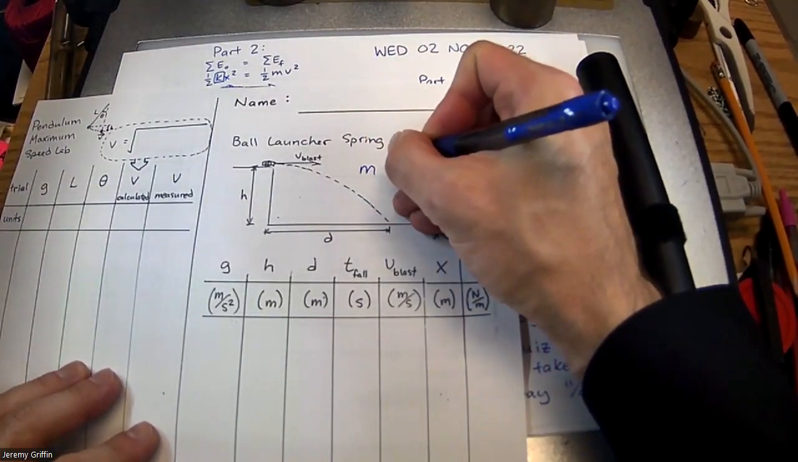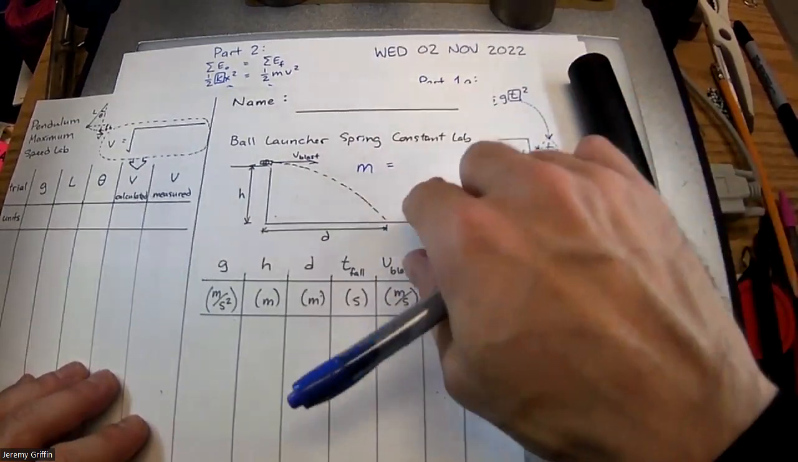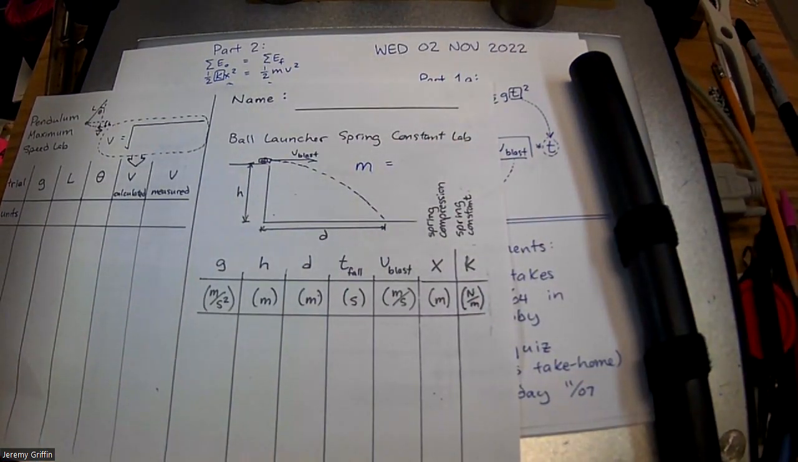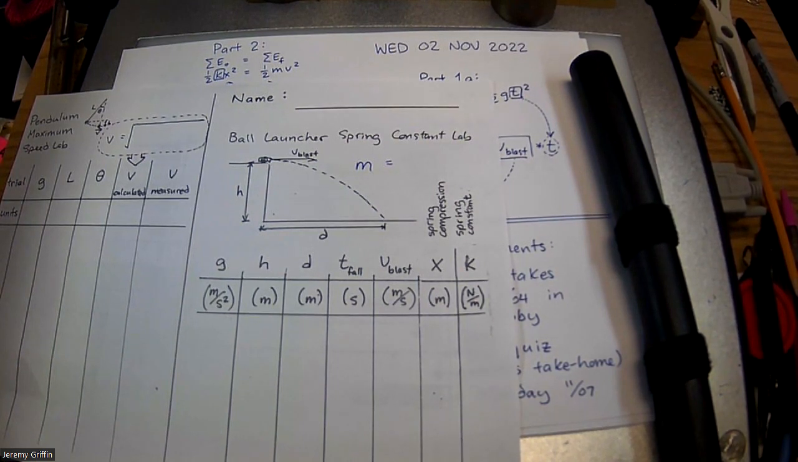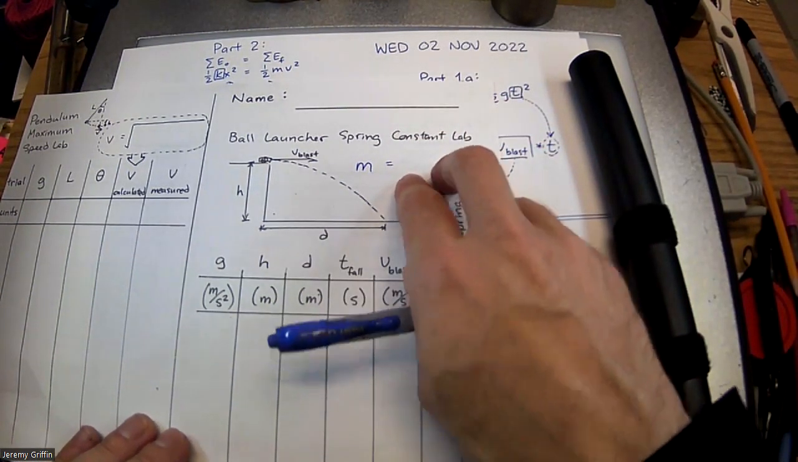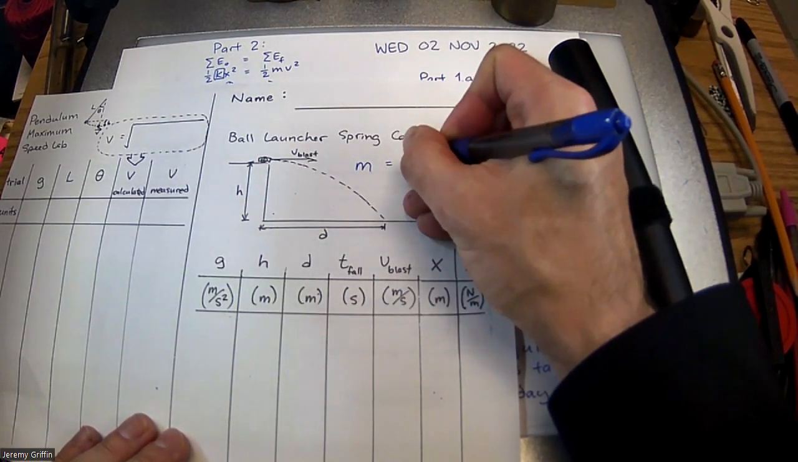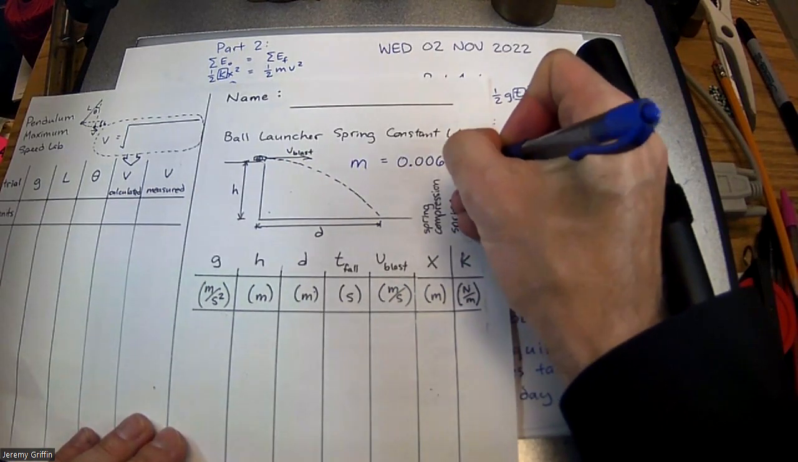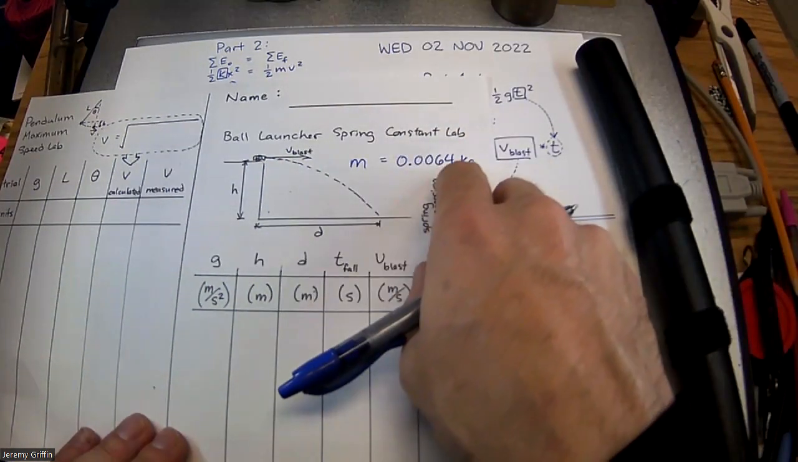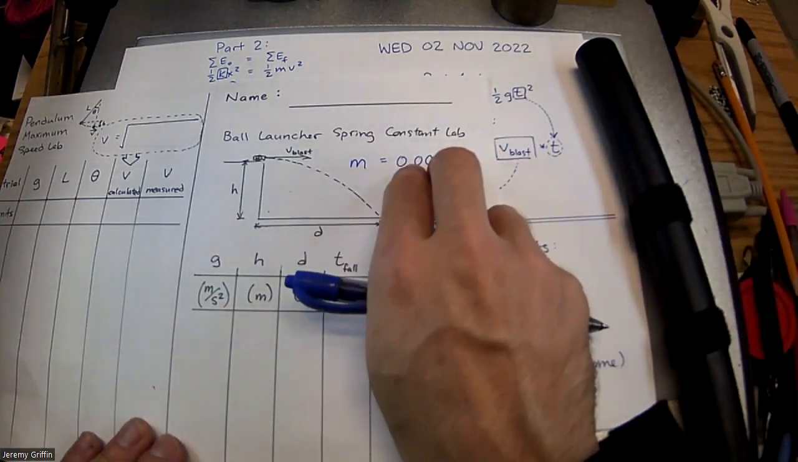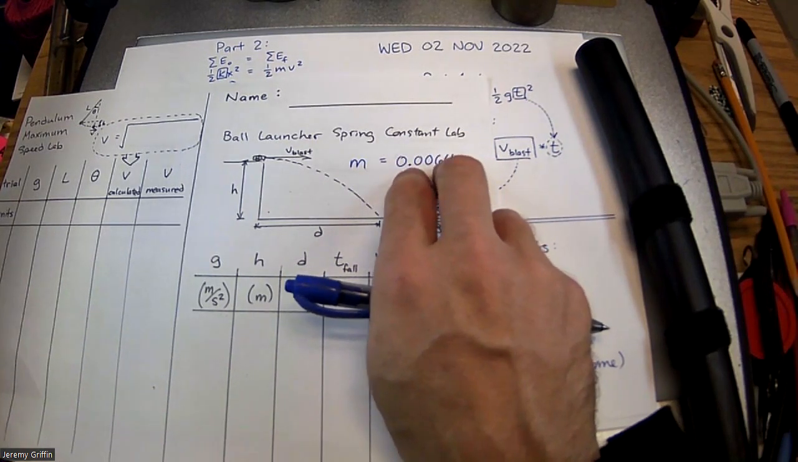I grabbed that this morning. I got 6.4 grams, but don't write 6.4, because you need base SI units. 6.4 grams, how many kilograms is that equal to? 0.0064 kg, just like that, because kilo is 1,000. So 6.4 grams is 0.0064 kilograms, the number you're eventually going to use in some calculations.